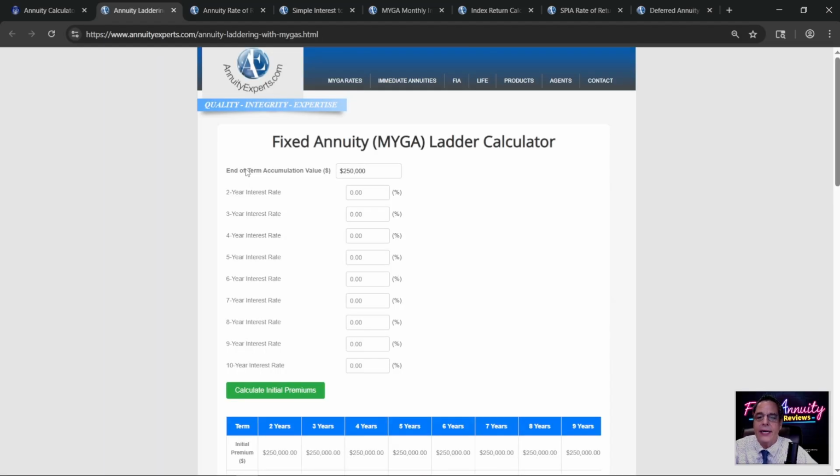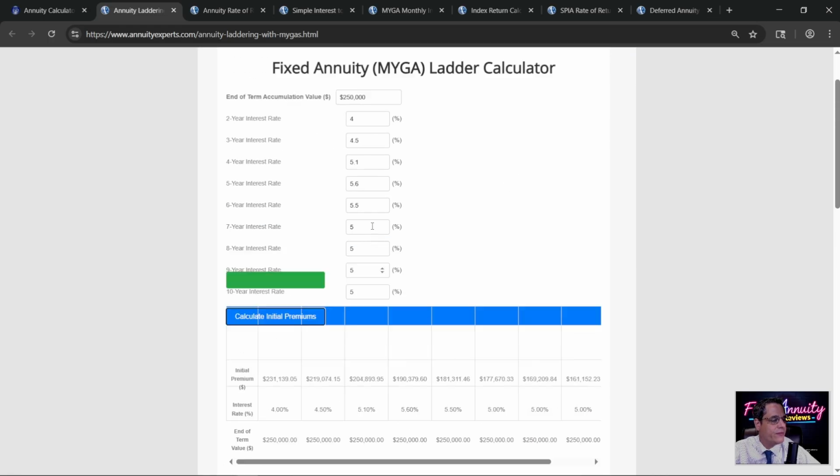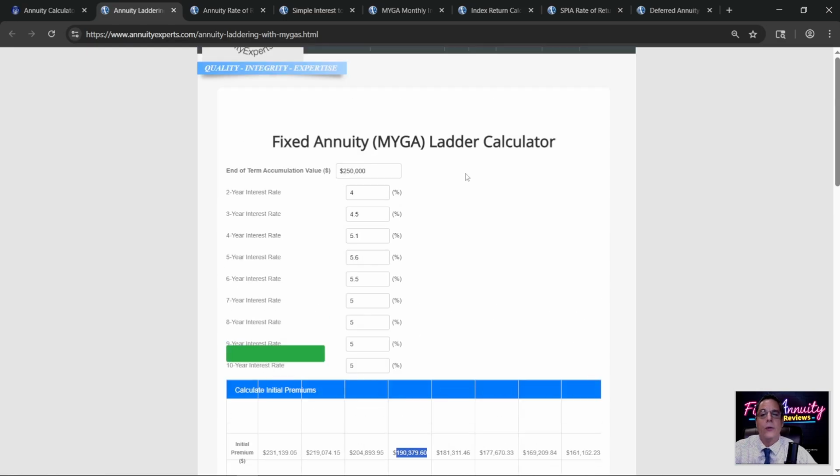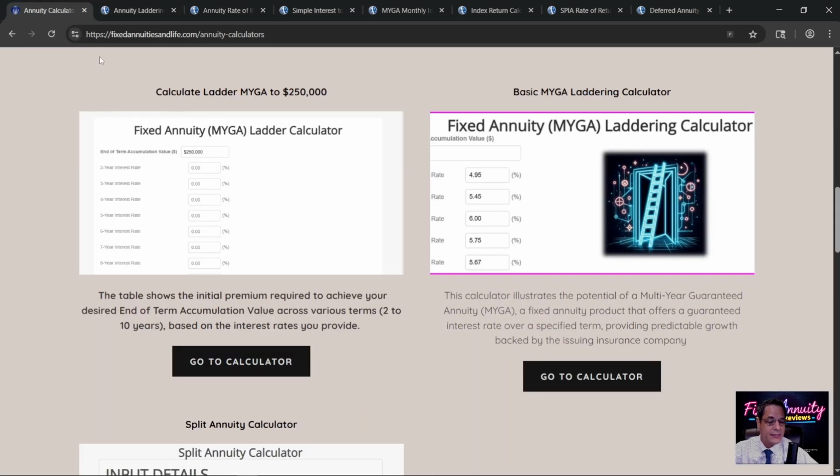So with this calculator, you can put the end of term value. So we want 250,000 at the end of term, and you can type in whatever years you want or all years. So you say like 4% on the 2 year, 4.5 on the 3, 5.1 on that, and 5.6 on that, 5.5. Let's just do 5, make my life easy. And it'll calculate the initial premium you need for each of these terms to get to 250. So the 2 year at 4%, you need 231. The 5 year, you need 190 at that 5.6. Then you won't exceed 250 at the end of the term. You're always within usually your state limits. So that's why I created that calculator. It was specifically asked for by some agents.